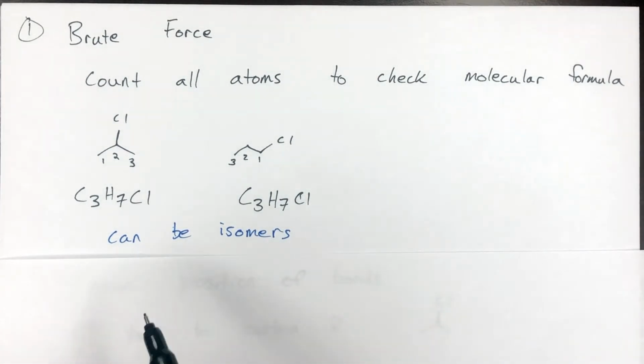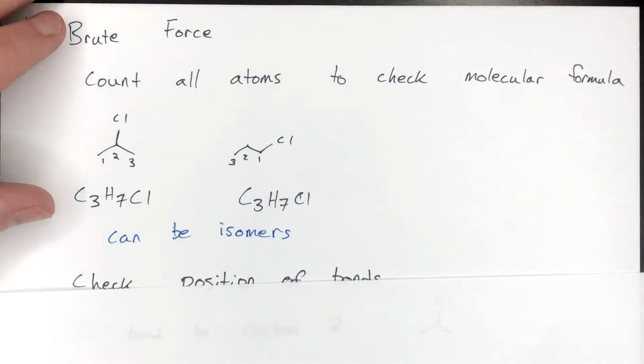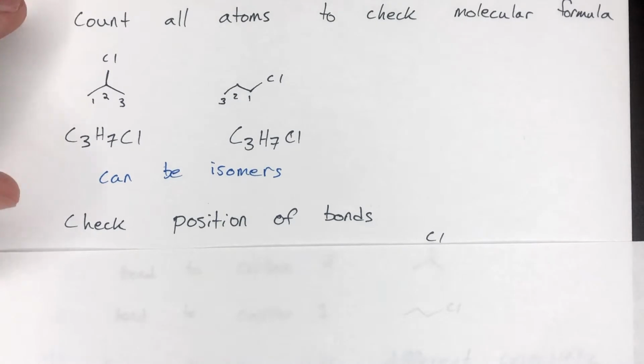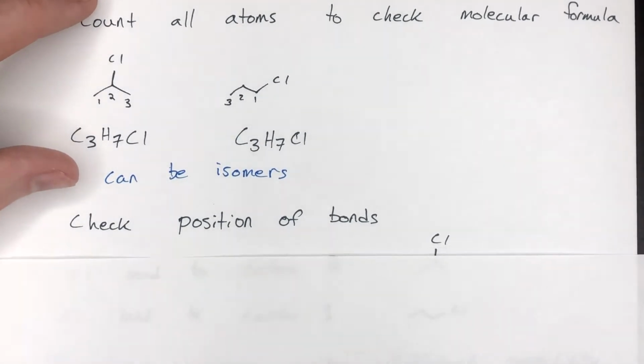So all this tells us is that they can be isomers, because they have the same molecular formula. Because remember, identical molecules will also have the same molecular formula. So all we've determined at this point is they can be isomers of each other. Now we have to determine if they are isomers and what type. So next, it's about determining the position and the connectivity of the different atoms in the molecule.